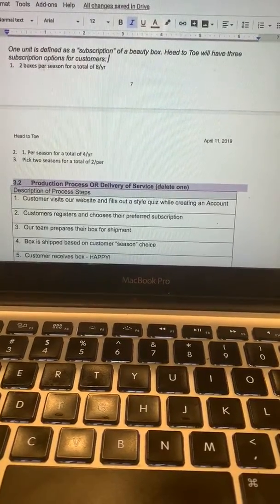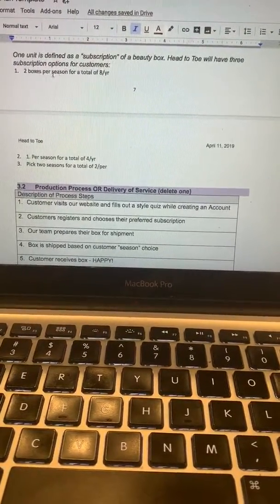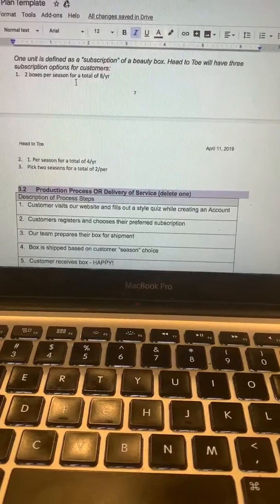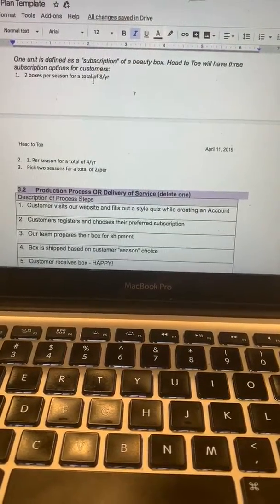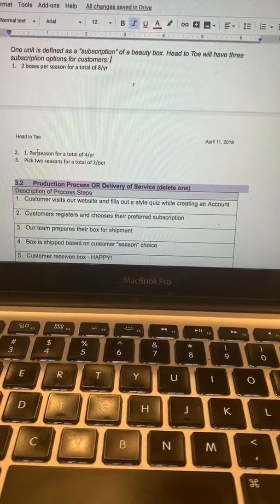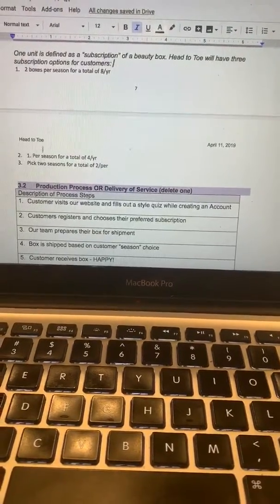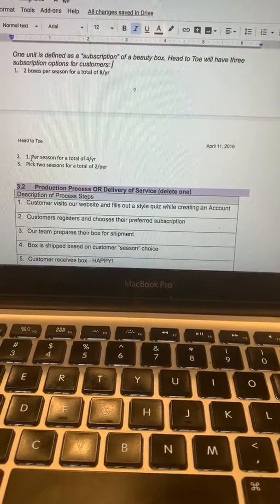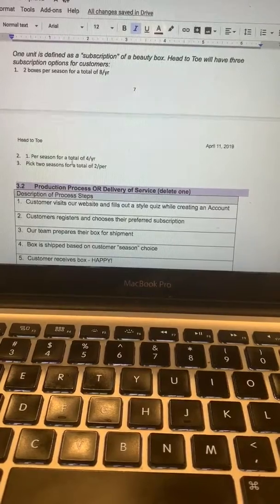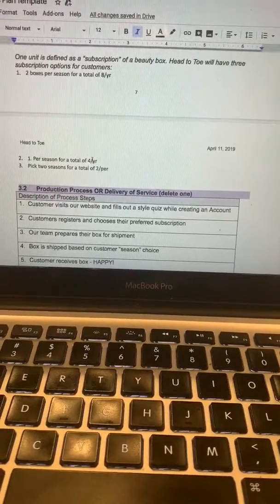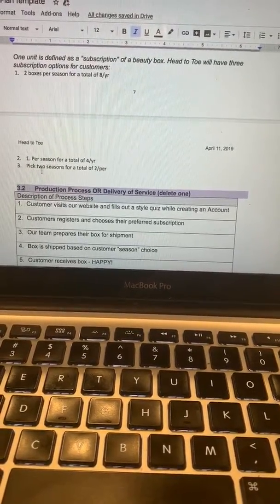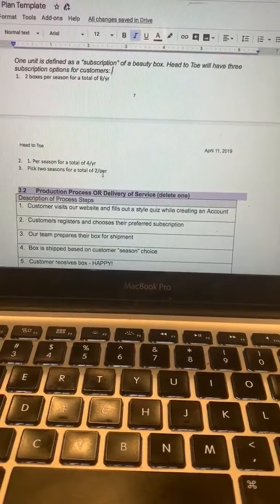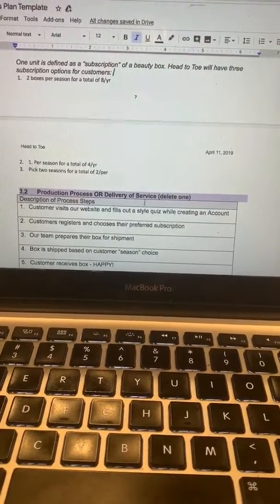Head to toe will have the subscription options for customers. So they had 3 options: 2 boxes per season for a total of 8 per year, or 1 per season for a total of 4 per year. 8 boxes per year, 4 boxes per year. Or 3, you pick 2 seasons and then you get 2 boxes per year. So those were their options.